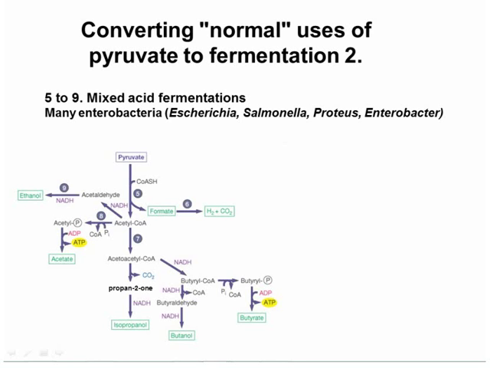So for a mixed acid fermentation, the first step is not catalyzed by pyruvate dehydrogenase, but by pyruvate formate lyase. So in this case, the two products of the reaction are formic acid and acetyl coenzyme A. So this is one carbon, right? This is two carbon.